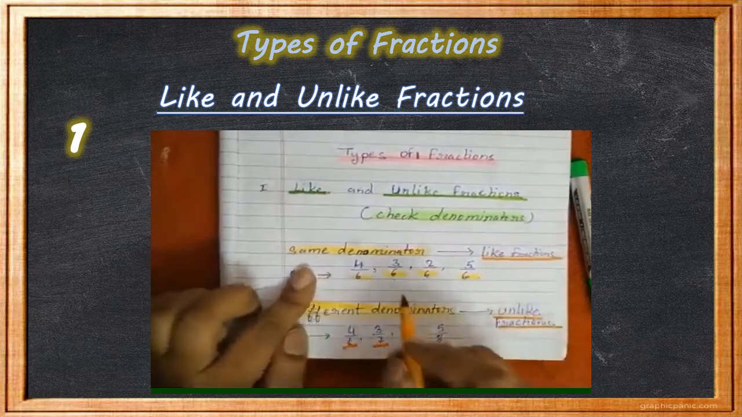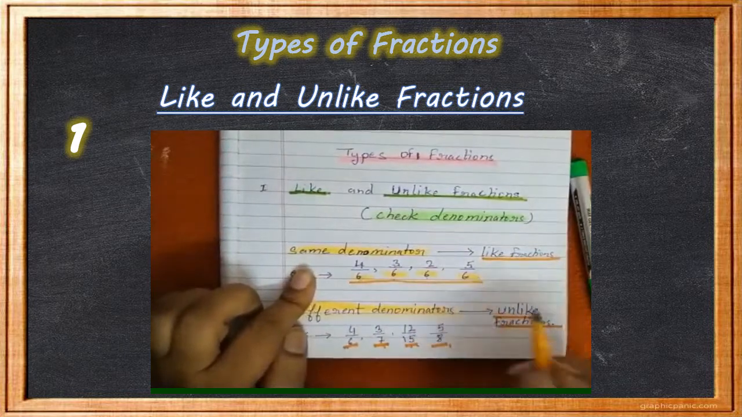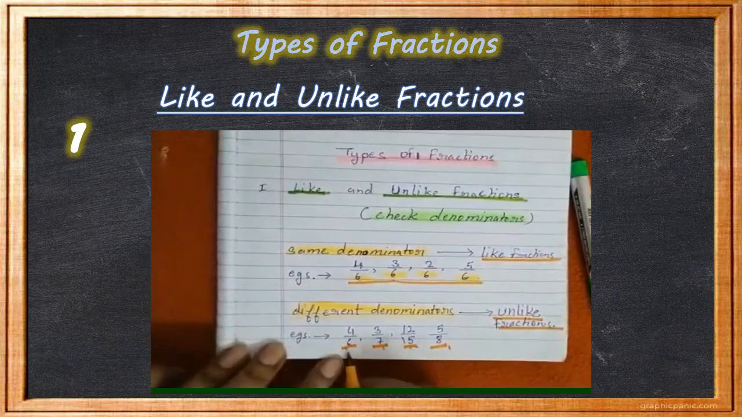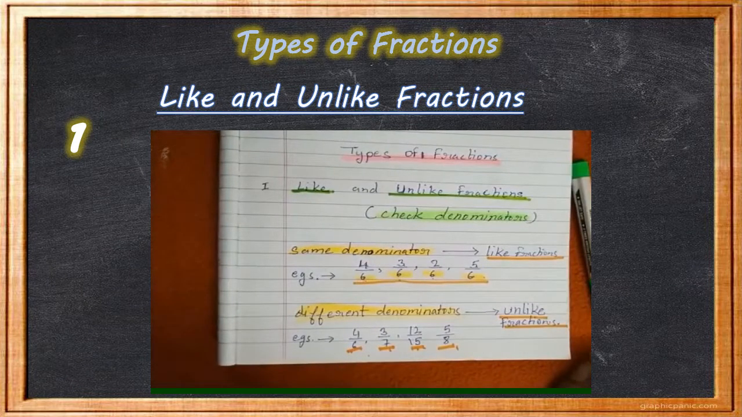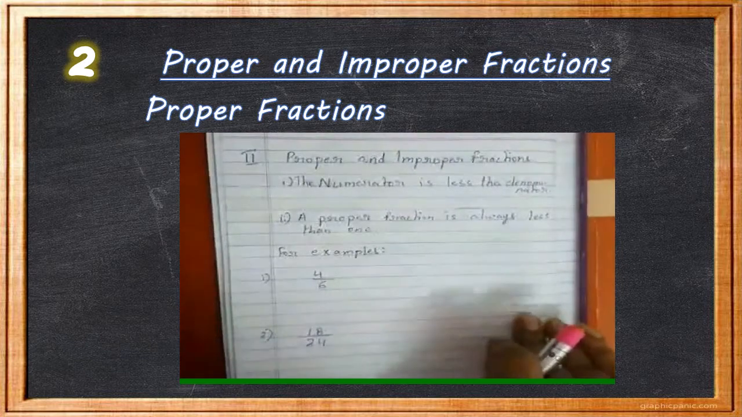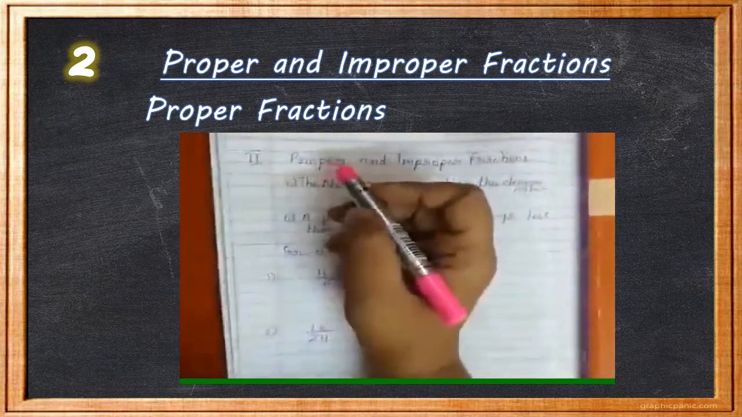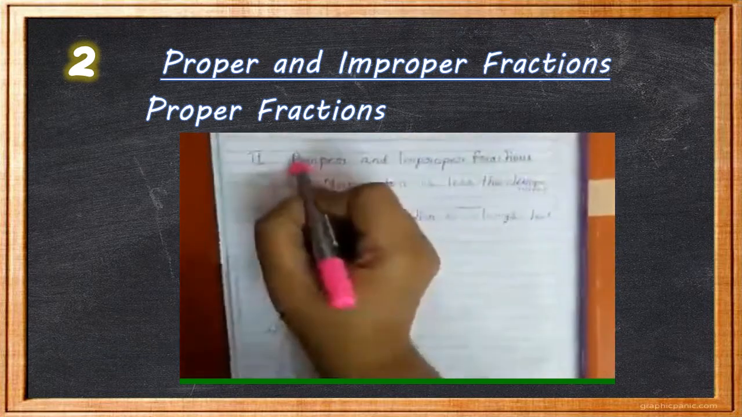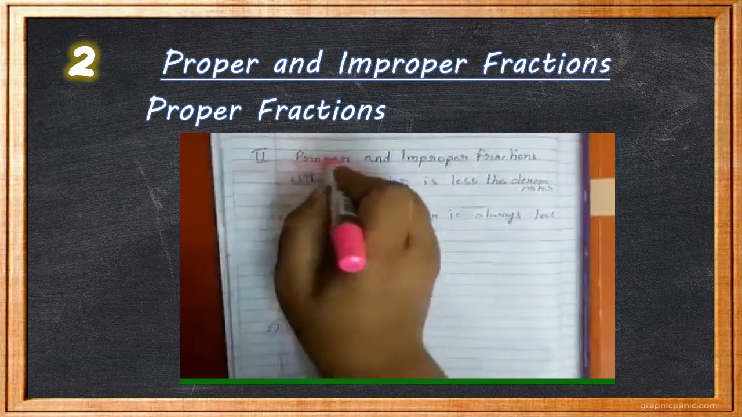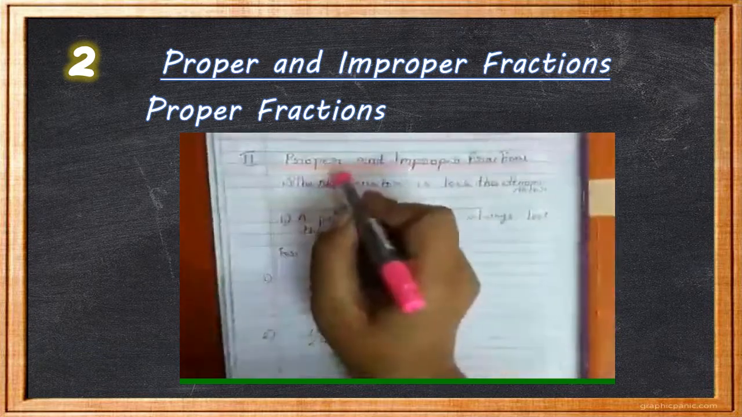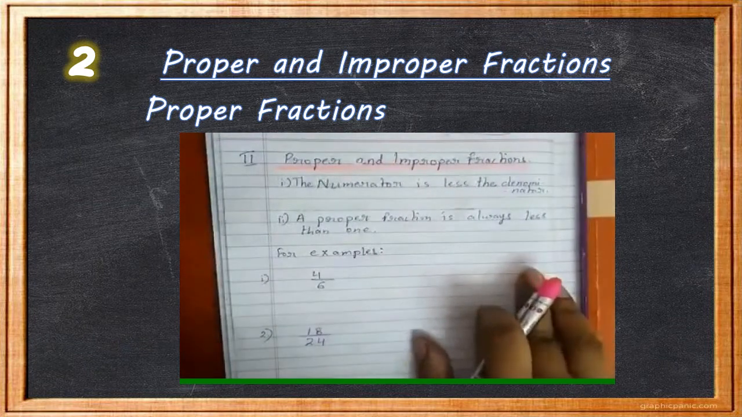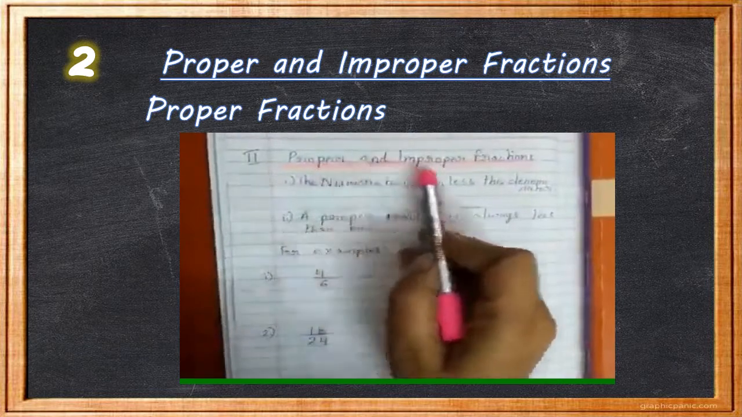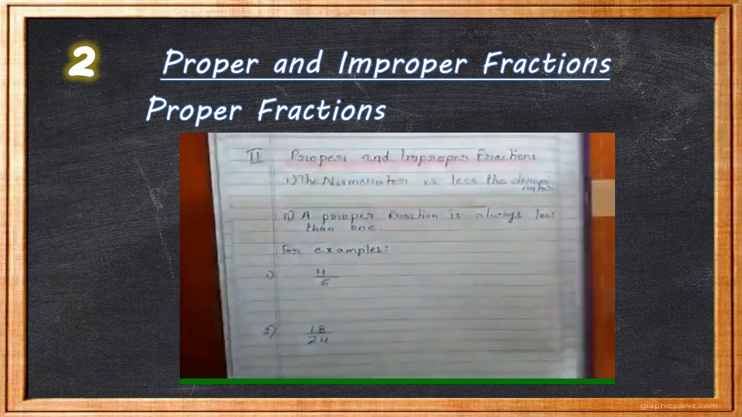Now you can see here we have common denominators, but here we have different denominators. Is it clear children? Now children, after like and unlike fractions, let's see what is a proper and improper fraction. After like and unlike fractions, let's see what is a proper fraction and an improper fraction.